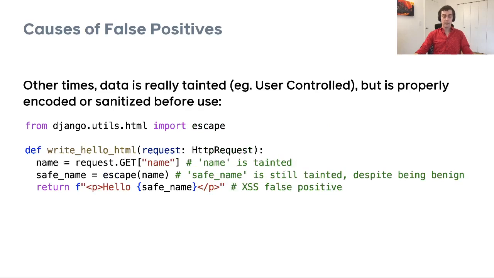Other times, we have a truly valid flow of data, but there's something being done to that data to encode it or sanitize it or make it safe to use. In this case, we have a simple example of reflecting user-controlled data into some HTML output. However, in between there, we're using the escape function, which will properly HTML-encode that data and make it safe to put into HTML output. So while the flow of data is correct, and user-controlled data does go into HTML, it's rendered benign, and so we wouldn't want to find this issue. We'd count this as a kind of false positive too.